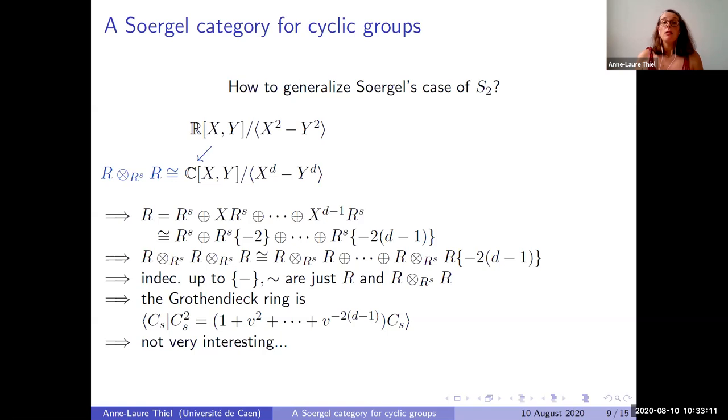So at the end of the day, I get no new direct summand appearing when I take tensor products of this candidate generating bimodule. So our indecomposables up to isomorphism and grading shifts are again just R and my generating bimodule. And in particular, it's a bit disappointing because it doesn't depend on d.